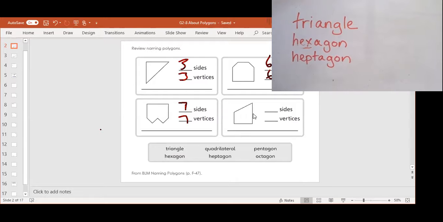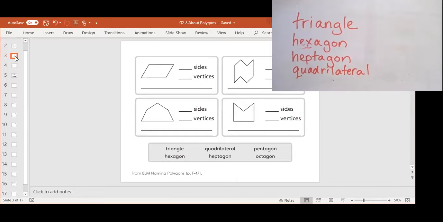Okay, let's look at this one. 1, 2, 3, 4. 4 sides and 4 vertices. That one is quad. You can think of like a quad that you ride on. It's got 4 wheels. Quadrilateral is 4. Quadrilateral. It helps when I can see how to spell it. That's a tricky word. My gosh. All right. Good job, everyone.